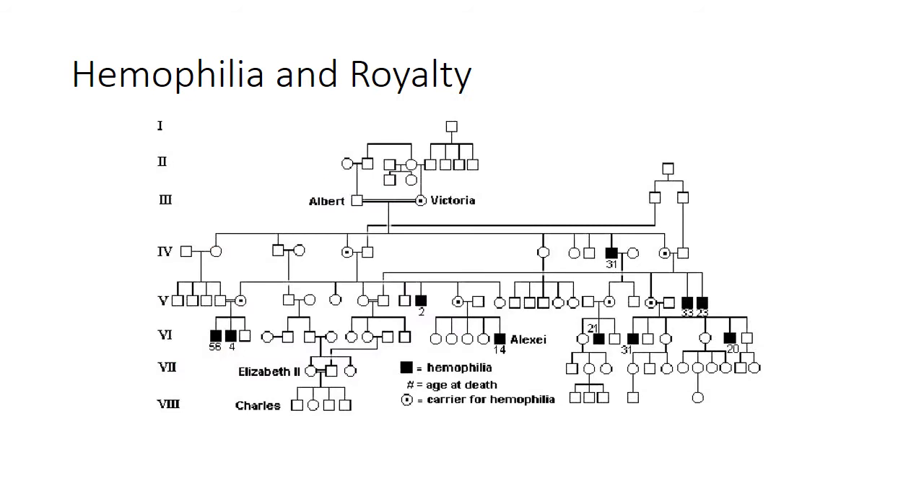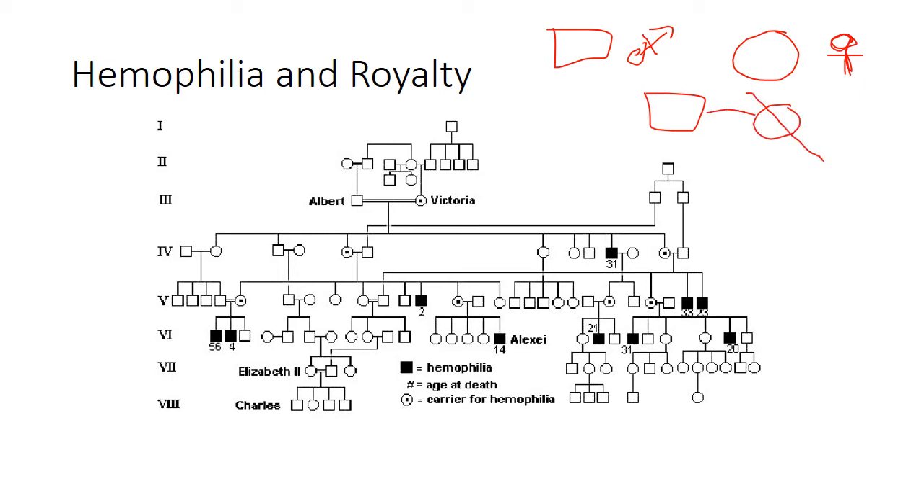So here is a pedigree of the royal family. A couple of things about a pedigree. Squares are male, circles are female. If there is a line between them, it means they are married. If there is a line going diagonally through one of them, it means death, or you can see a number underneath them. That means the age they died.